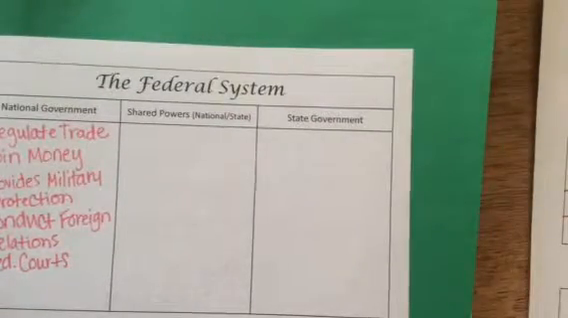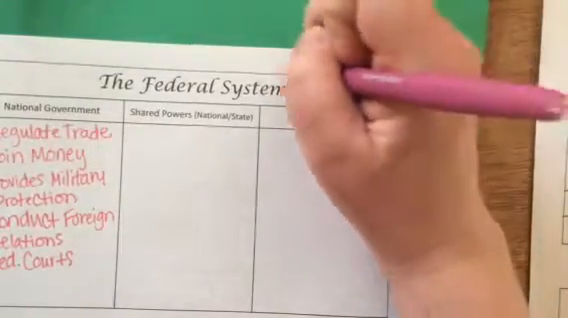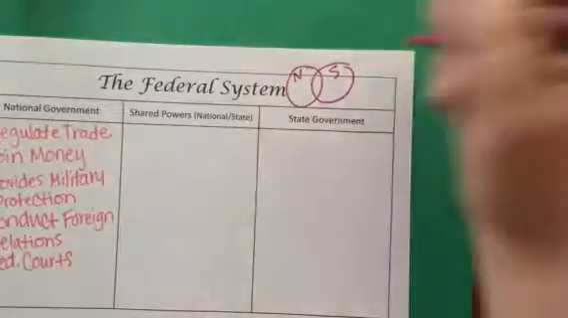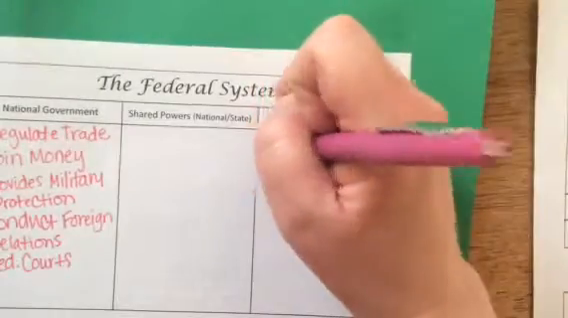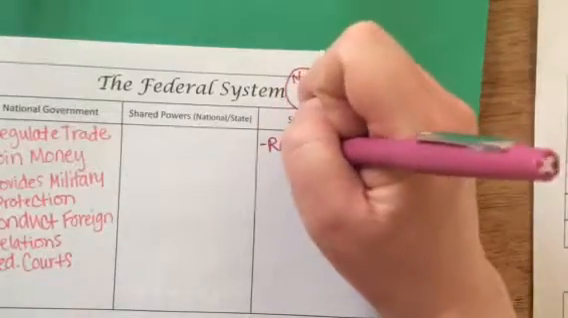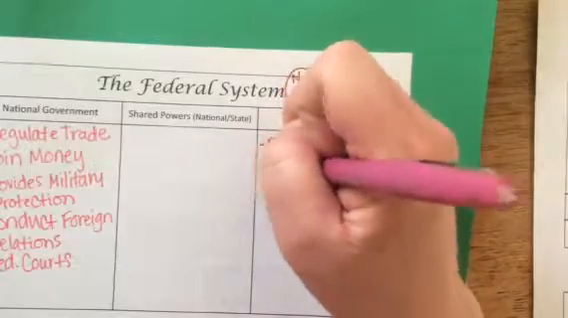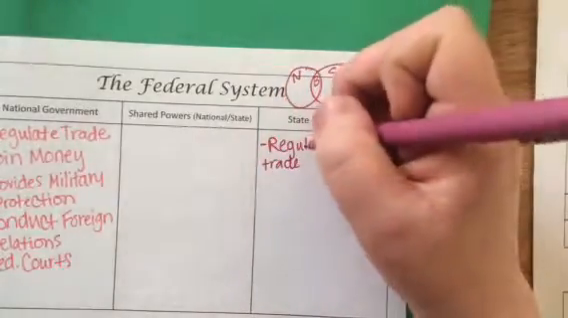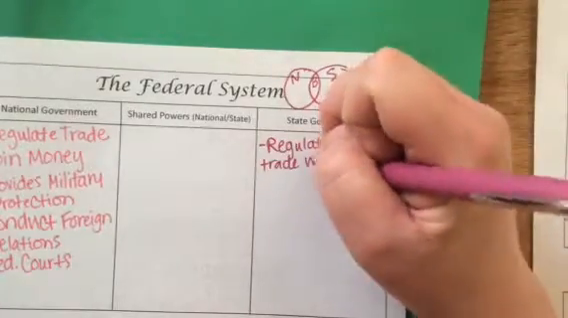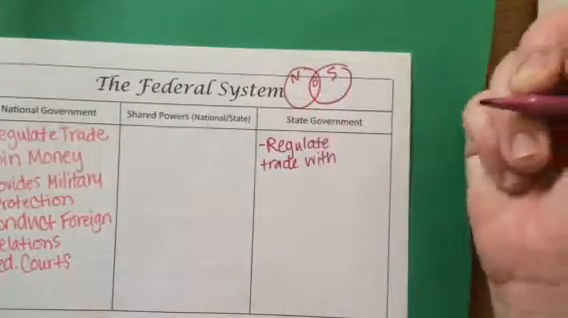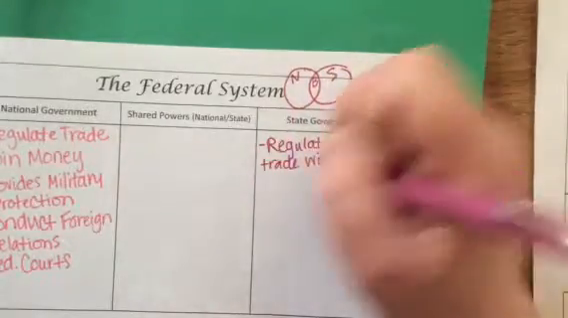Okay, next we're going to skip over to the state government. Pretend that this is one of those Venn diagrams. Okay, national, state, and then this would be both. So the state government can regulate trade within a state. That makes sense. If Abilene businesses want to trade with Lubbock businesses, then that's managed by the state of Texas. The federal government does not have time for that. Regulate trade within state.